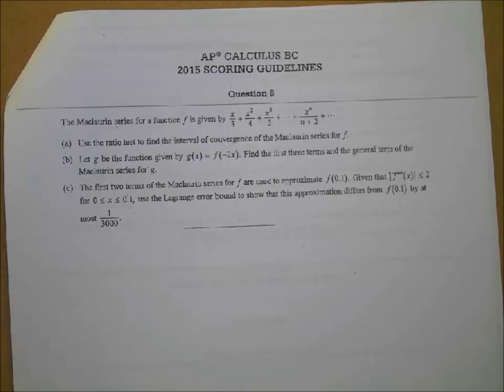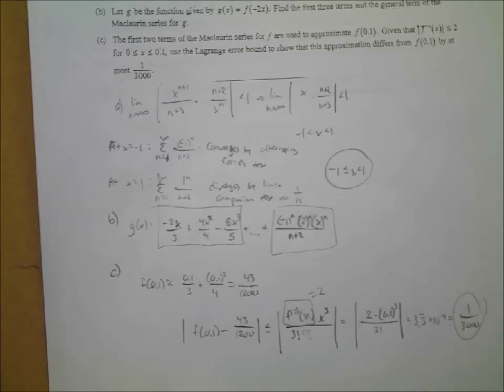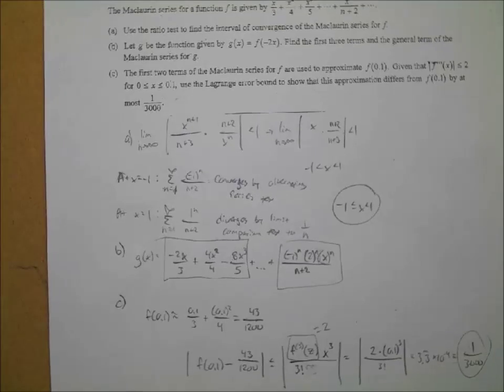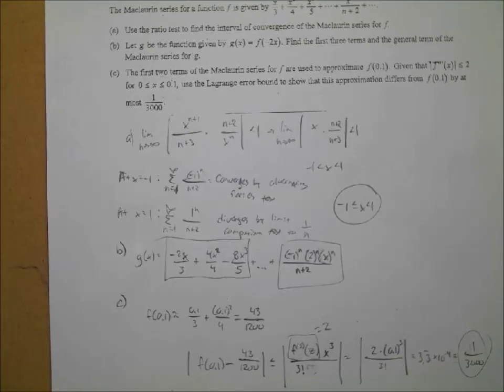All right, folks, I'm going to show you the answers here. Okay, and then we'll go through the scoring guidelines real quick. Oh, I actually found it. That's 43 over 1,200. How'd you get that? I just typed it in my calculator, hit math, enter. Because it's calculator active. Letter A, okay, so there's your answer.